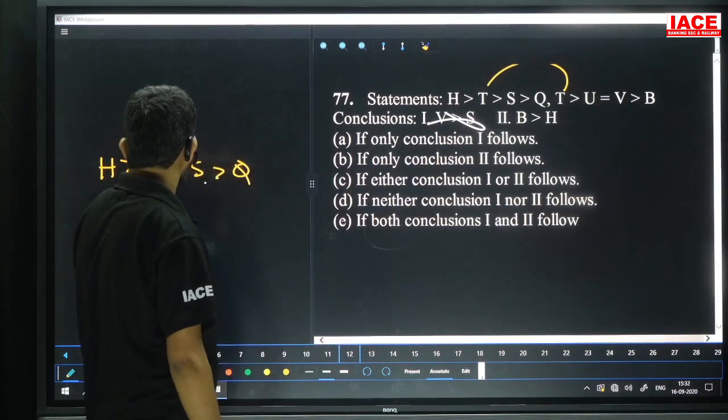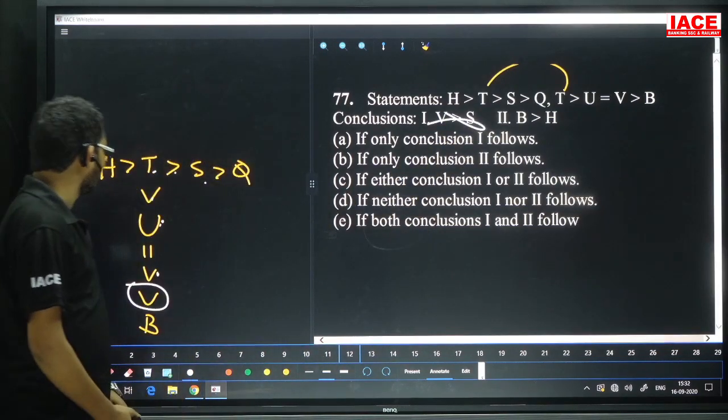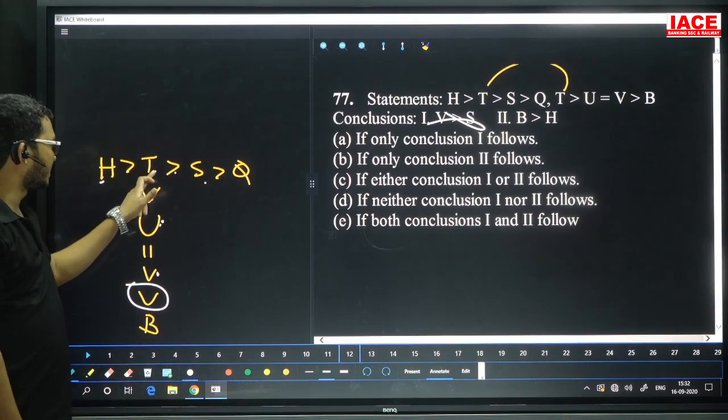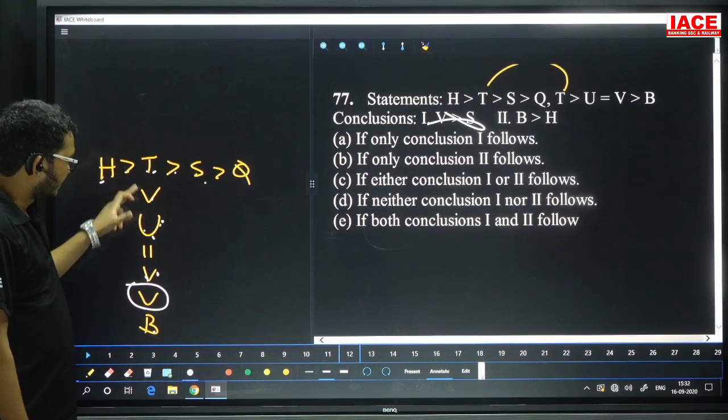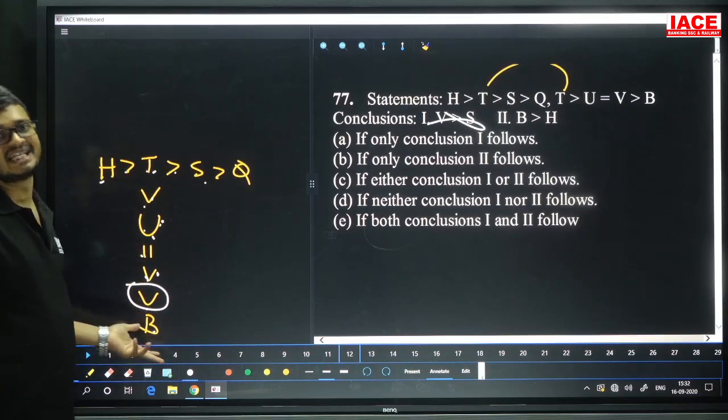Next one, B and H. Check here B and H. What are the symbols? H greater than T, T greater than U, U equal to V, V greater than B. Greater than, equal to, greater than. The result is greater than.